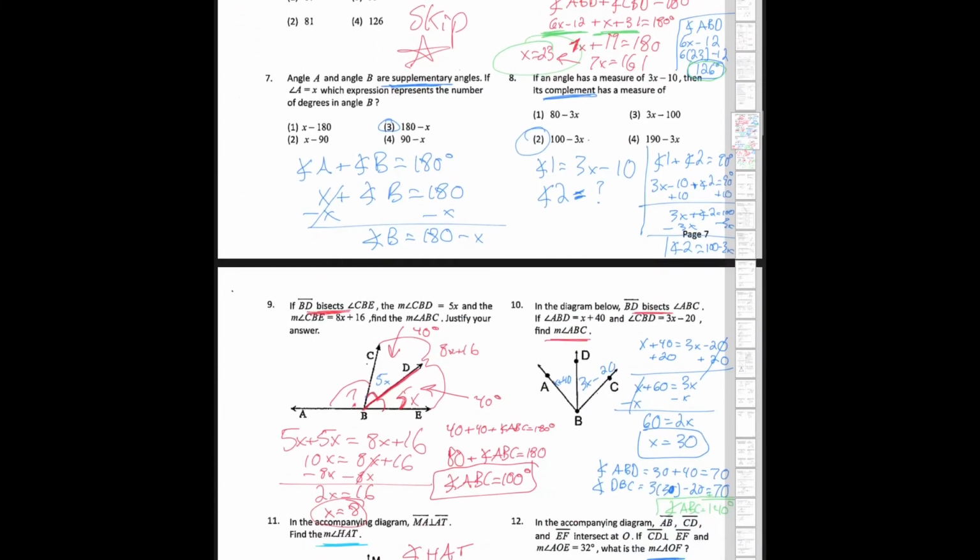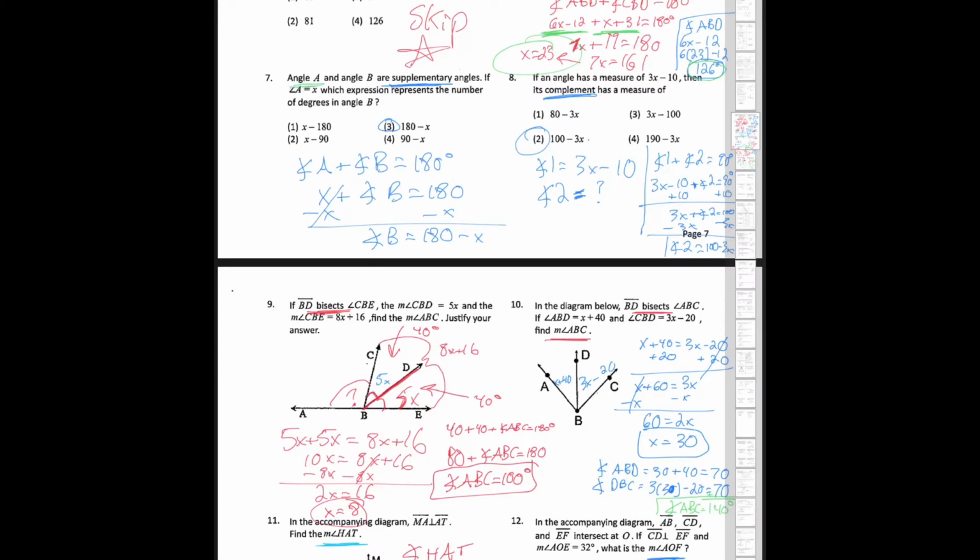Now moving on to number 7. Number 7, we're again faced with two angles that are supplementary. So angle A is equal to x. Which expression represents the number of degrees in angle B? So this one's a little bit trickier just because we have to model an expression. We're not given an actual degree measure as an answer.